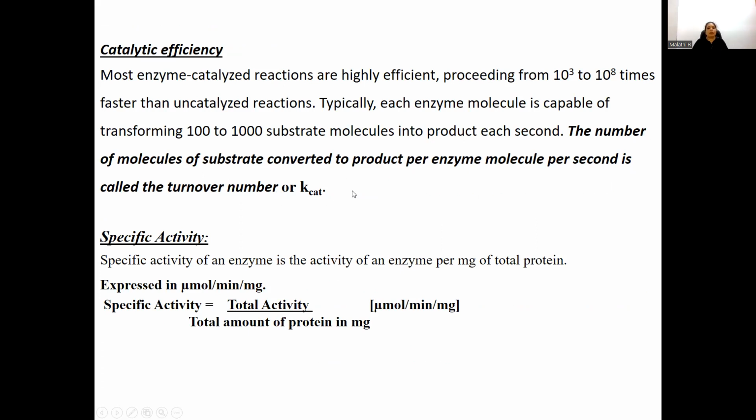This determines how many molecules of substrate can be bound to an enzyme molecule, where the number of binding sites per molecule is considered. And specific activity is used most of the time as a criterion of purity during the isolation and purification of your enzyme. Specific activity of an enzyme is the activity of an enzyme per mg of total protein, and it is expressed in micromoles per minute per mg. The specific activity is equal to total activity divided by total amount of protein in mg. Thank you, students.